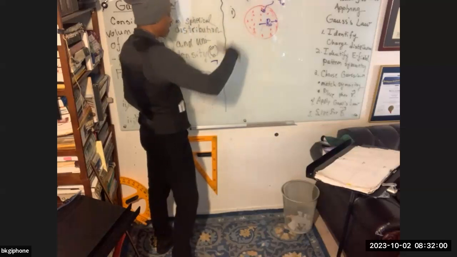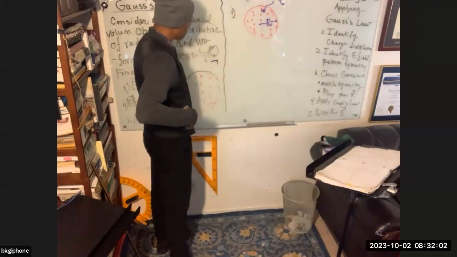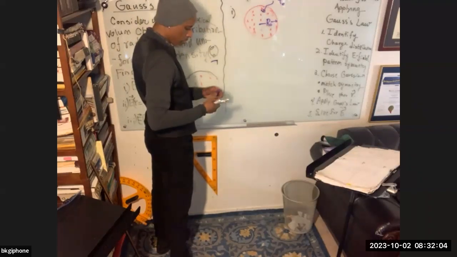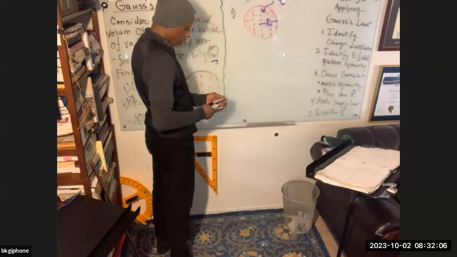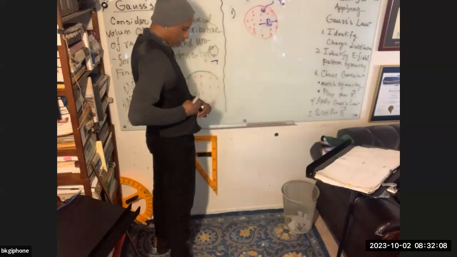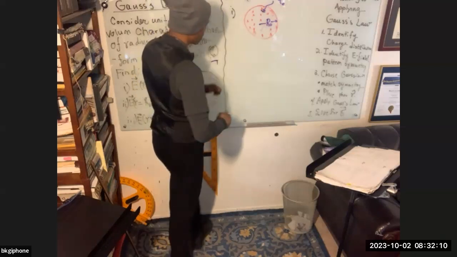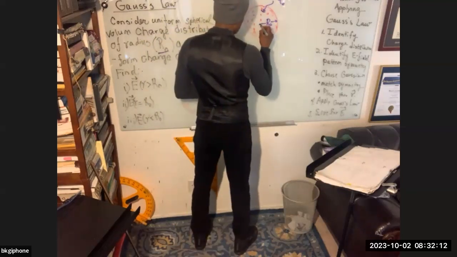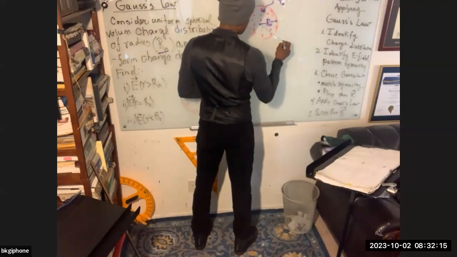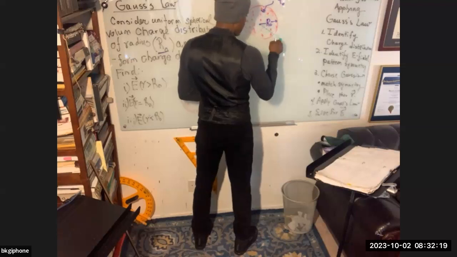So we want to find the field outside the sphere. What we do is find any position outside the sphere, measuring from the center of the sphere. So R might look something like that. That's going to be point P, and we want to find the field right at that point.